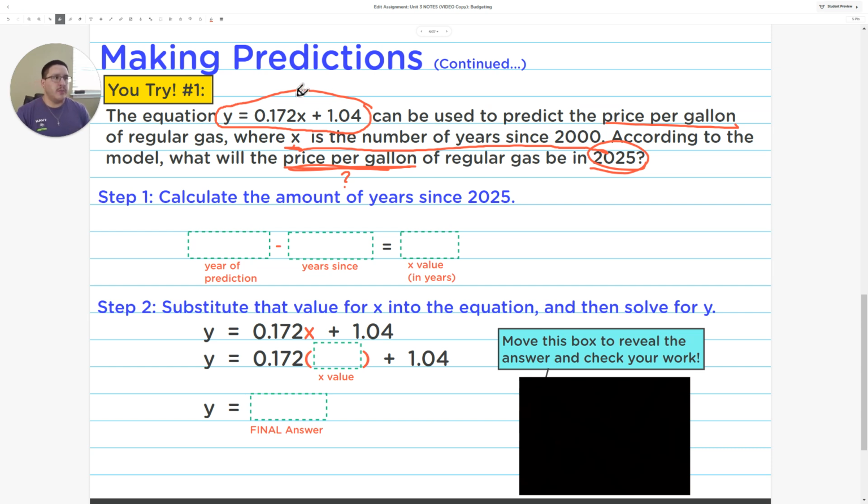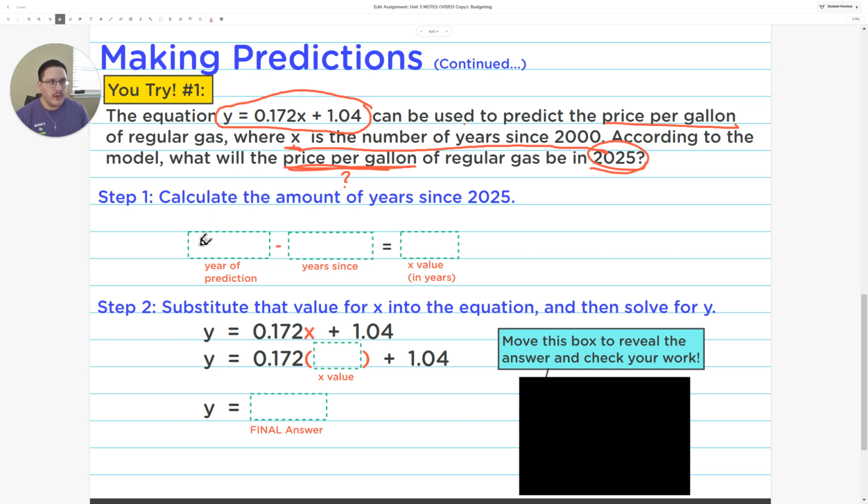So, in this problem, x represents the number of years since 2000. To interpret this equation, it's the price per gallon of regular gas. If 0 years went by, the current price would be $1.04 per gallon. And for every year that passes, the price raises by 0.172 per gallon. So now we need to figure out what the price per gallon of gas will be in 2025. Again, x represents the years since 2000.